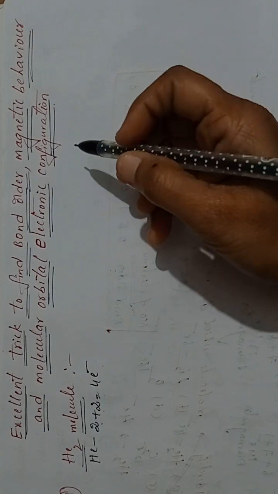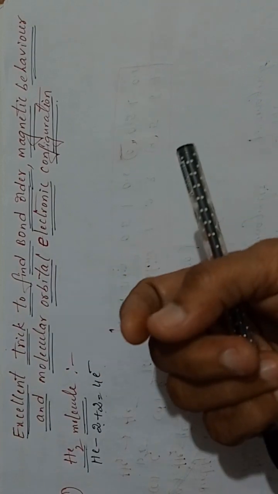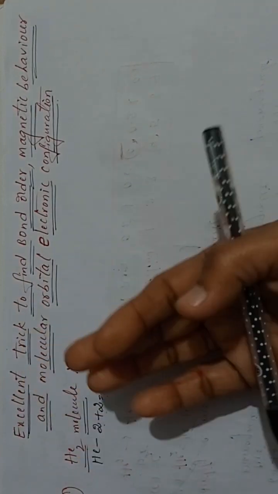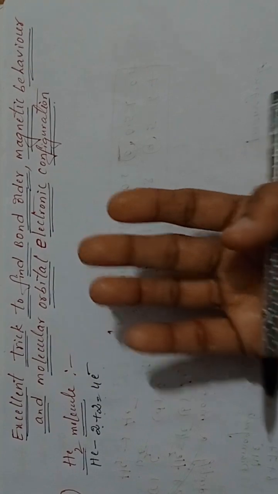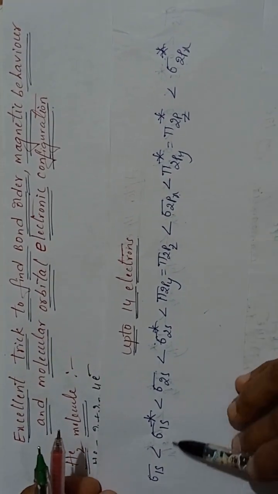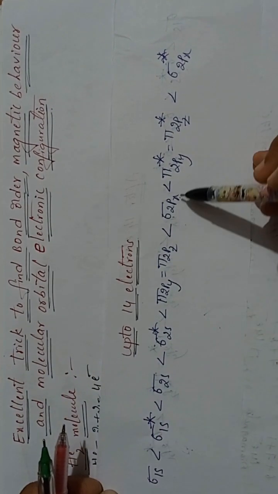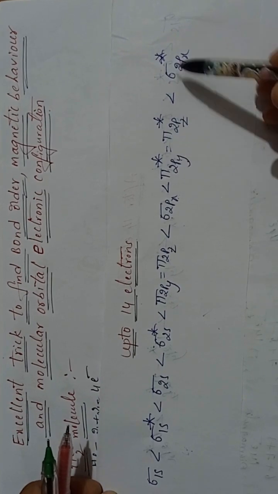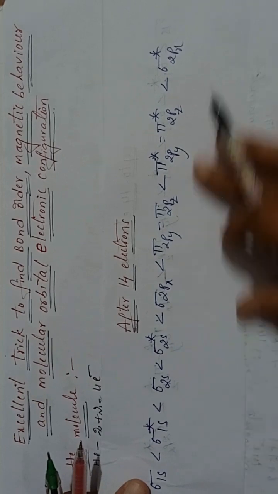How to write the electronic configuration? In the previous videos I told you one energy increasing order up to 14 electrons, and another energy increasing order after 14 electrons. Up to 14 electrons: sigma 1s, sigma star 1s, sigma 2s, sigma star 2s, pi 2py, pi 2pz, sigma 2px, pi star 2py, pi star 2pz, sigma star 2px. This is the energy increasing order.